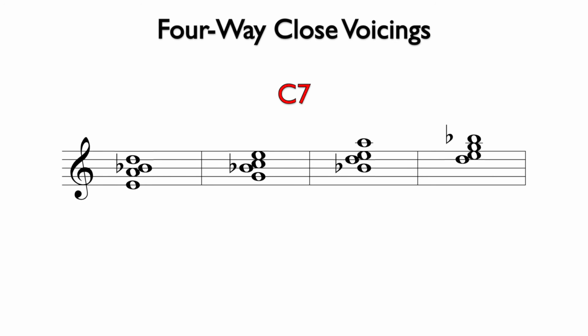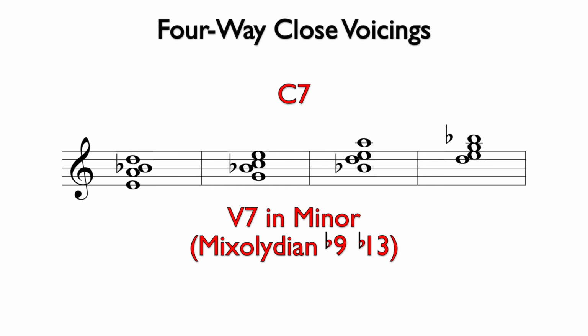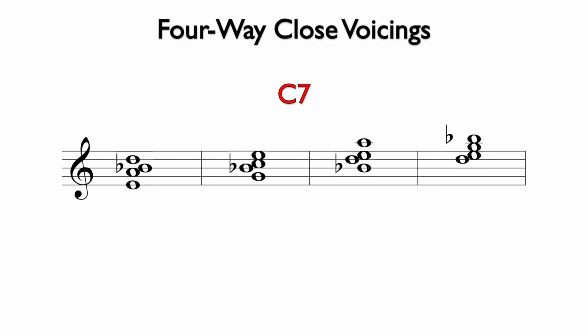Let's also examine this chord as a 5-7 chord from a minor key, using the Mixolydian flat 9 flat 13 scale. For the first voicing, the 9 can become a flat 9, D flat, and the 13 can become a flat 13, A flat. In the second voicing, we can replace the root with the flat 9, since D flat is 3 half steps from E, the equivalent of a minor third. The 13 can be replaced with the flat 13.